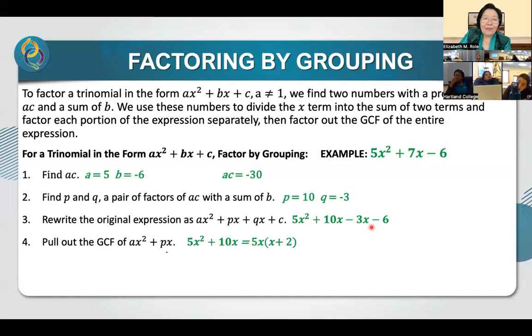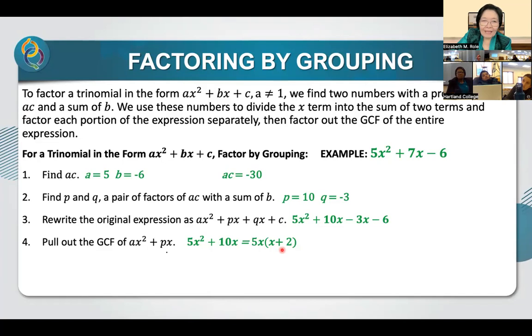Previously I would not even have this kind of thing. I will just ask the students, what are the factors of 5, what are the factors of 6, and then do some trial and error. But this one is a very good way of doing the factoring. What we need to do is, let's have the first ax squared plus px, which is 5x squared plus 10x. There's a common factor, which is 5x. So if I take out 5x as the common factor, what remains here is x plus 2.